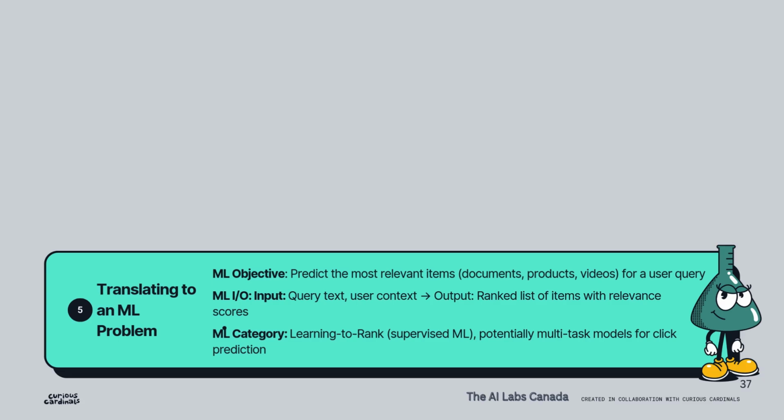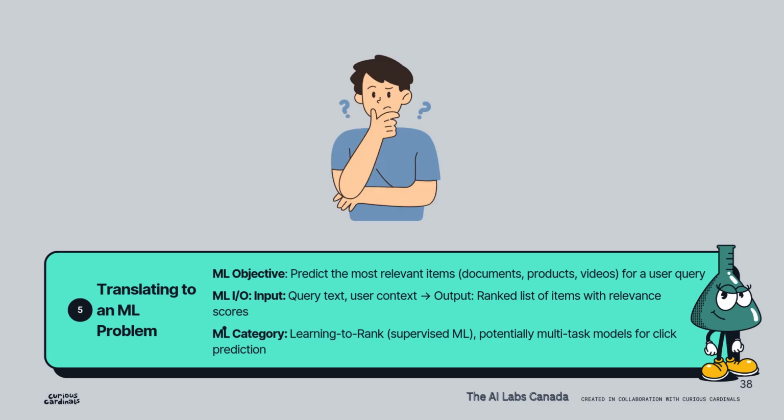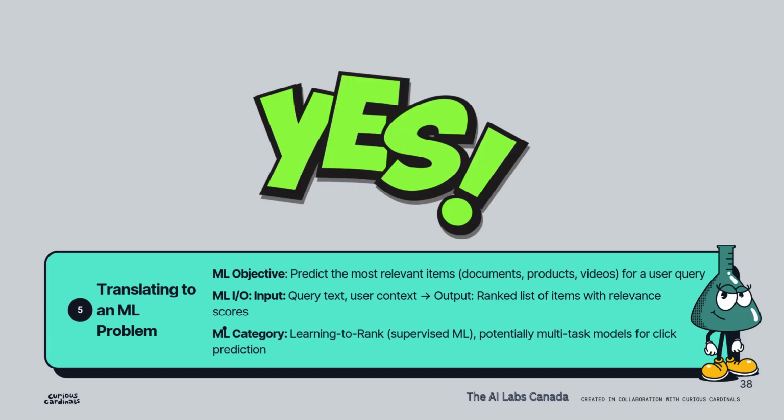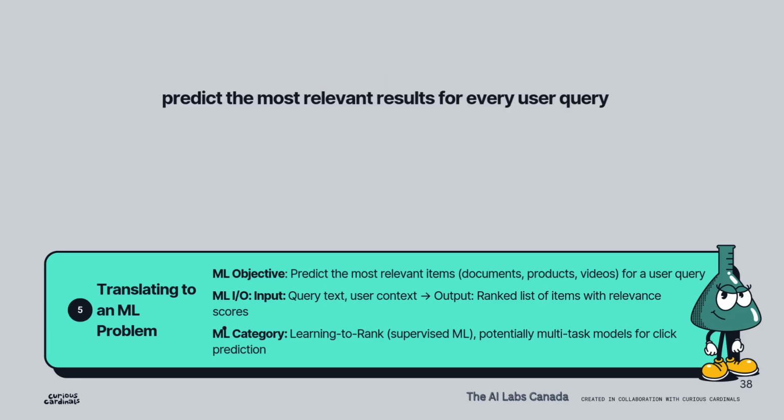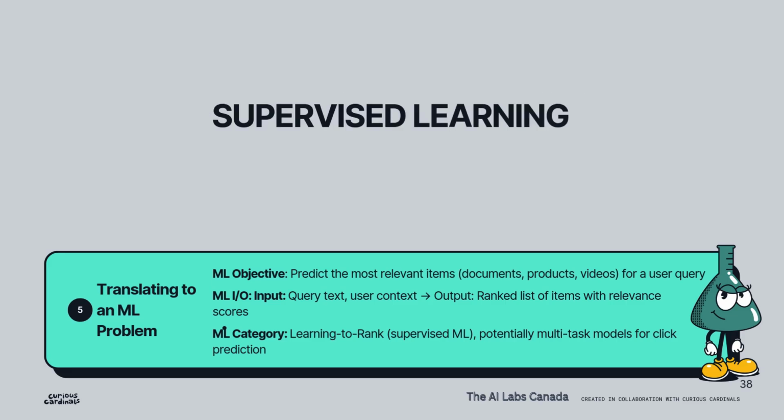The last question to ask is, do we need ML here? For ranking millions of results, handling personalization, and learning from user feedback, the answer is obviously yes. So our objective becomes: predict the most relevant result for every user query. It's a supervised learning problem, typically a learning-to-rank setup, where we predict a relevance score based on features from the query, the user, and the content.